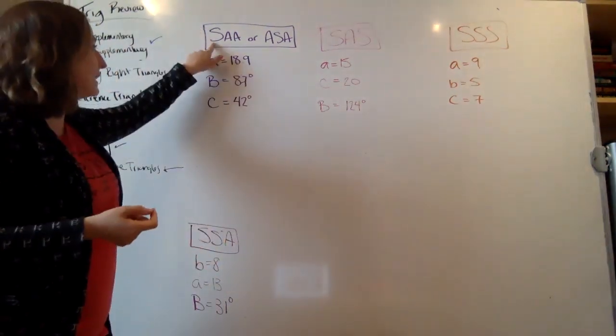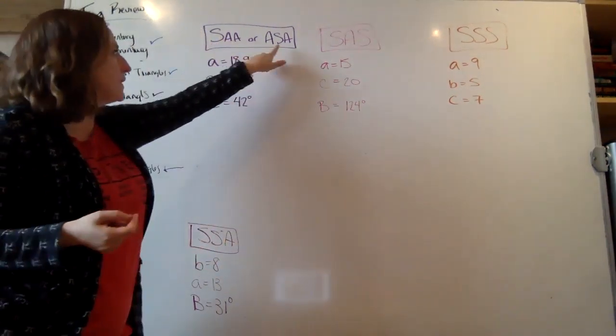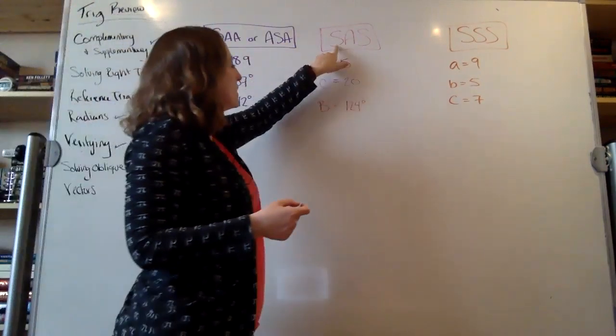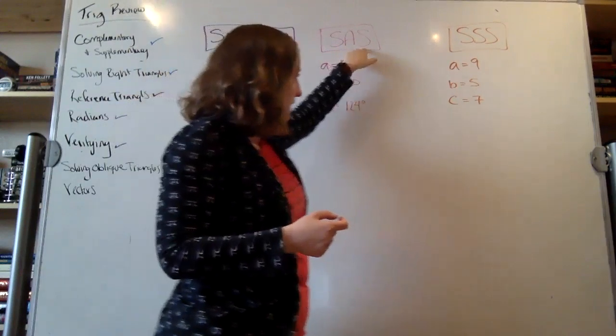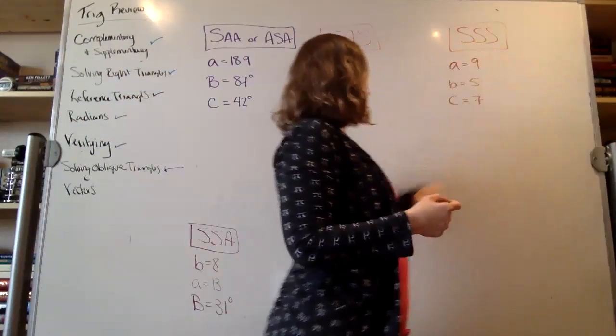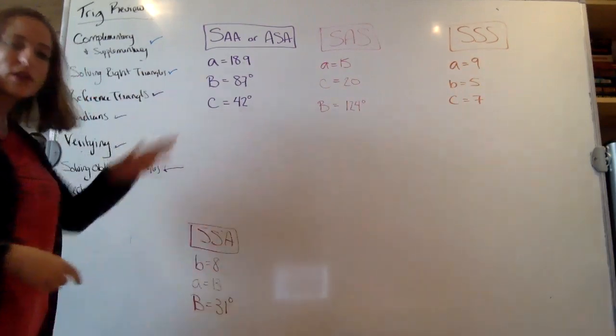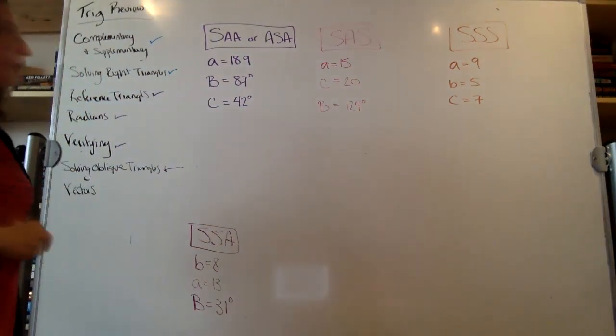So here we know a side length and two angles. Same thing here, side length and two angles. So I've grouped those together as one case. Here we know a side length, an angle, and another side length. Here we know a side length and two other side lengths. And here we know a side length and an angle. Okay, so these are the four cases for solving oblique triangles.